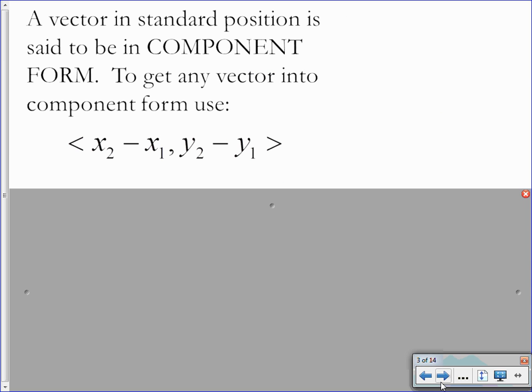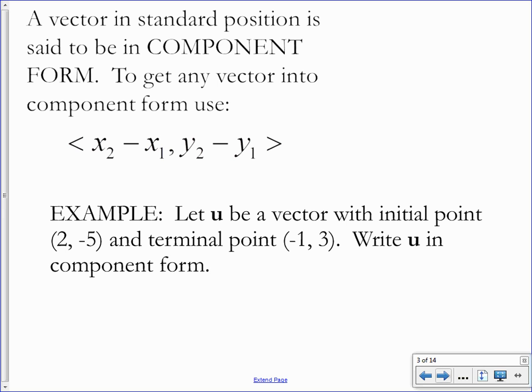terminal point and subtract our initial point. And we're going to do that for each x and each y. So we're going to take terminal minus initial for x and terminal minus initial for y. And it's going to give us a coordinate, but we're not going to write it as a coordinate because we're going to use these chevrons, and that means it's a vector. So this is the vector that we are going to write in component form.